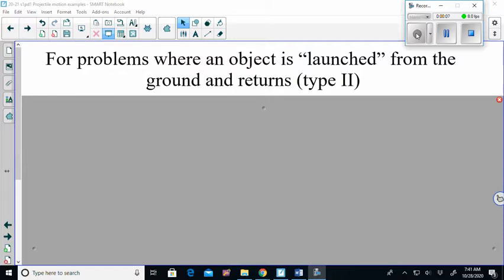All right, so type 2 projectile motion. We did type 1 yesterday. Type 2 are objects that start on the ground, get launched into the air, and land back on the ground.